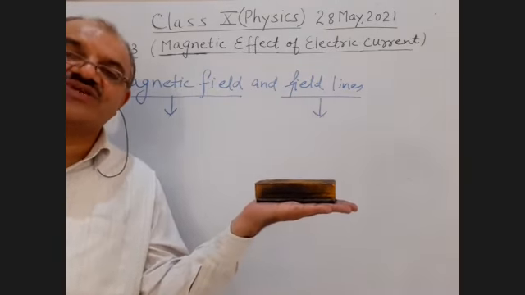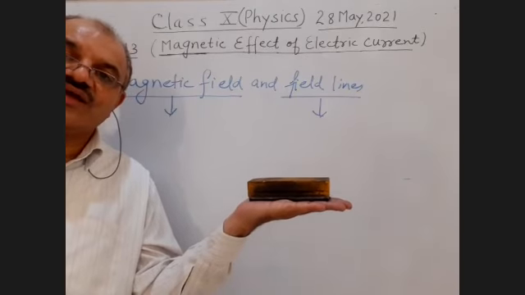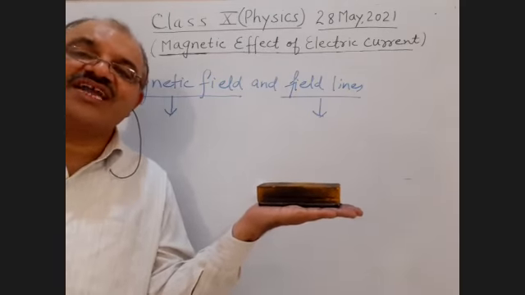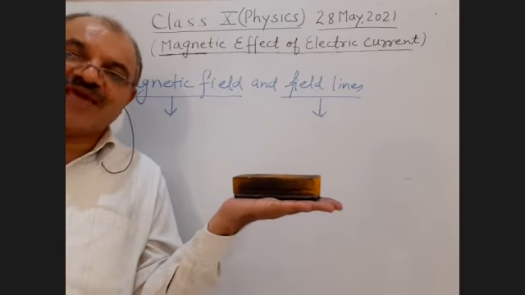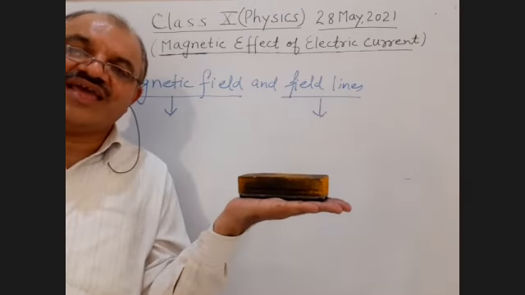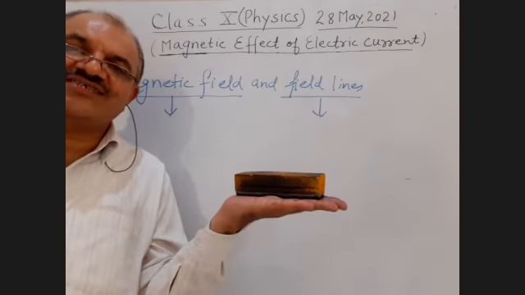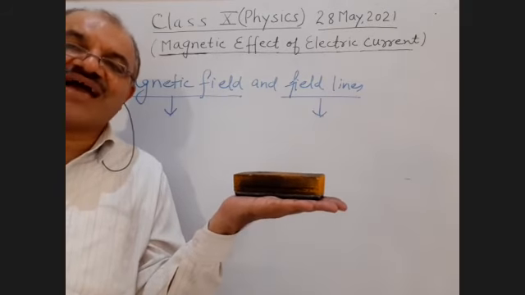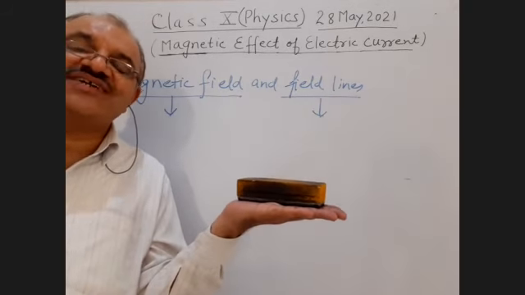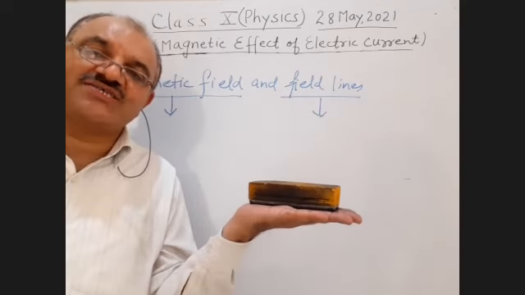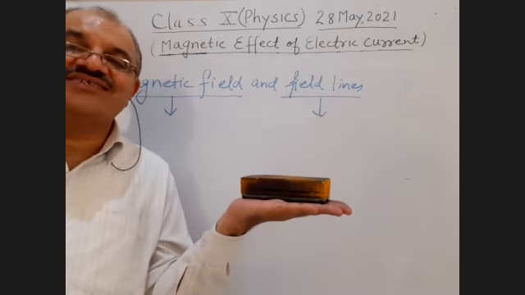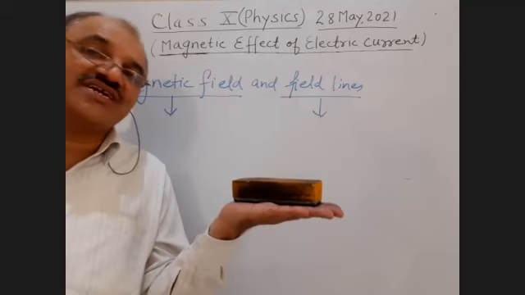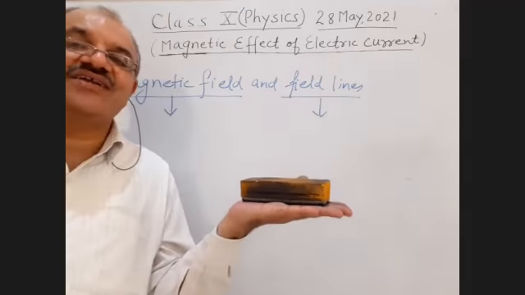Is it clear, student? Is it understood? Again, please listen carefully. Magnetic field is the space, area, region, vicinity around the magnet up to which its influence can be experienced. That region, that area, that space, or that vicinity is called magnetic field.